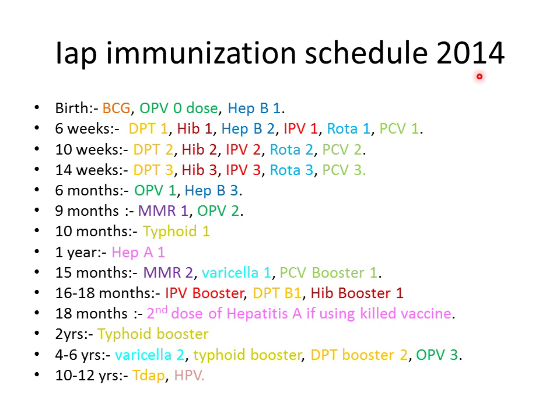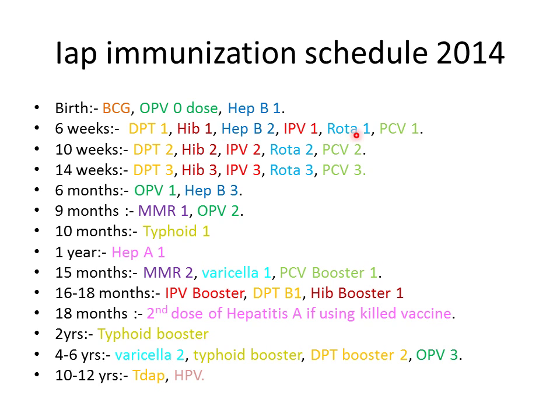Now we will discuss the IAP immunization schedule 2000. Immediately after birth, the vaccines given are BCG, OPV 0 dose, and hepatitis B 1. At 6 weeks, DPT1, Haemophilus influenzae B1, hepatitis B2, IPV1, rotavirus 1, and pneumococcal vaccine 1.